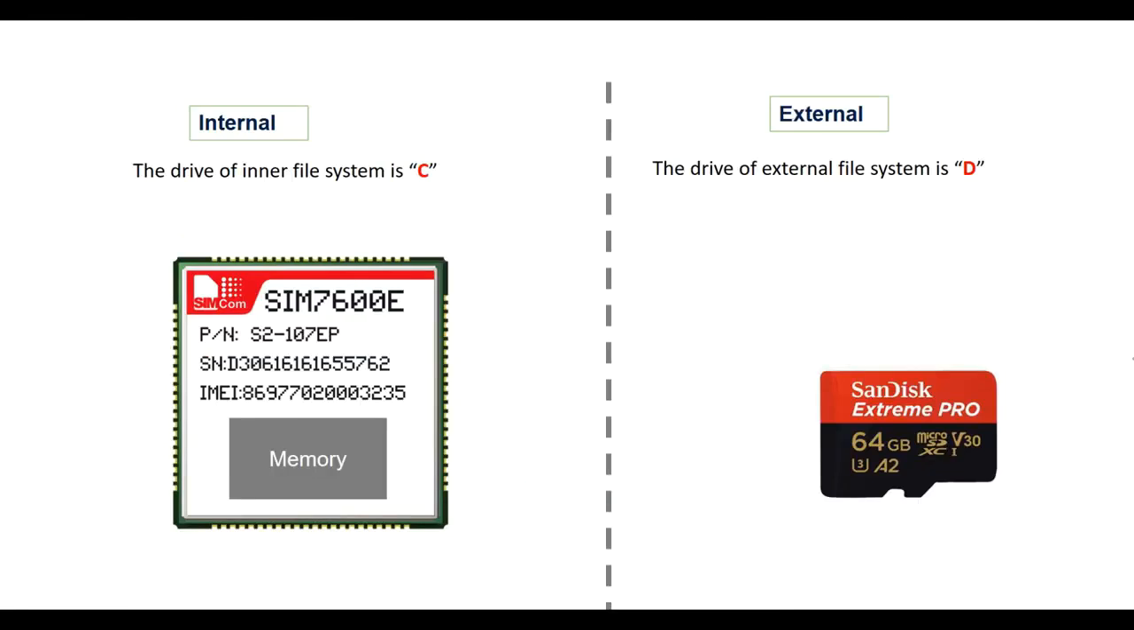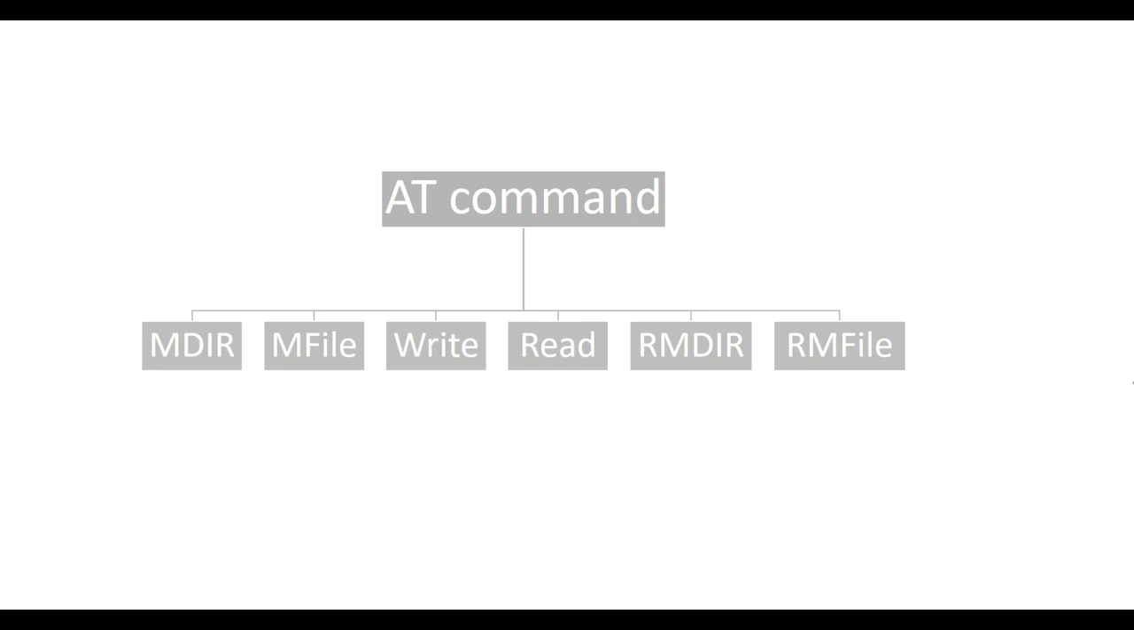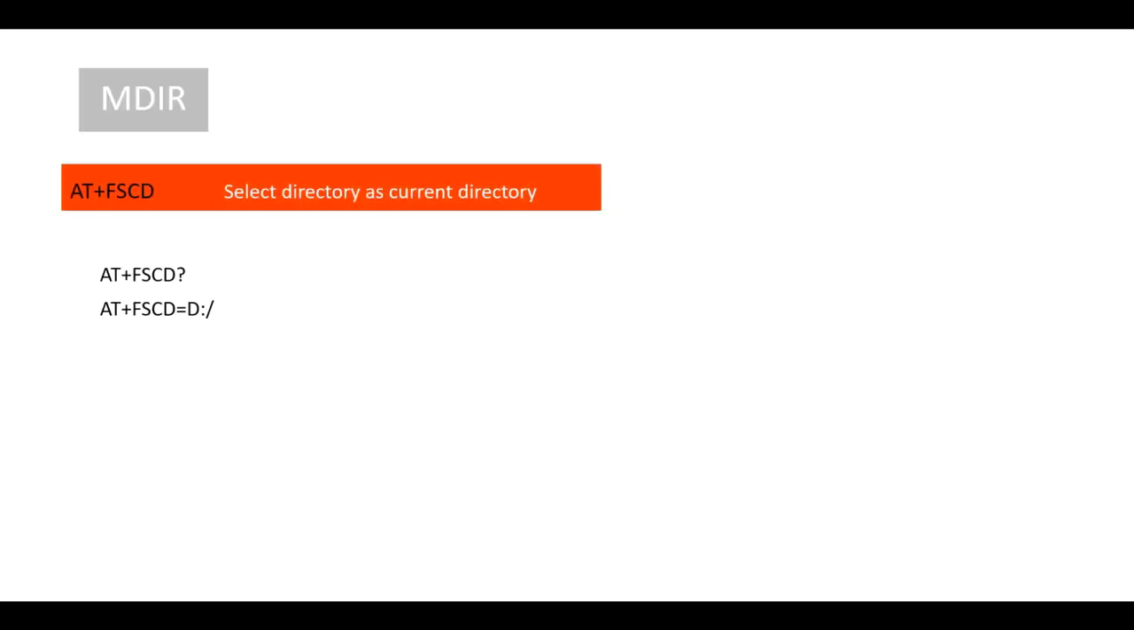When using a SIMCom module, internal memory is known as the C drive and external memory as the D drive. In this tutorial, we are working on 6 AT commands for the file system: make directory, make file, write inside the file, read from the file, remove the directory, and remove the file. Let's start with make directory. As I mentioned before, we have two types of directory. We can write in the internal memory or in the SD card.